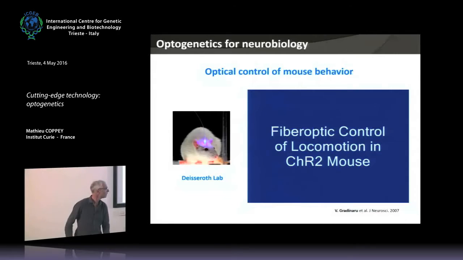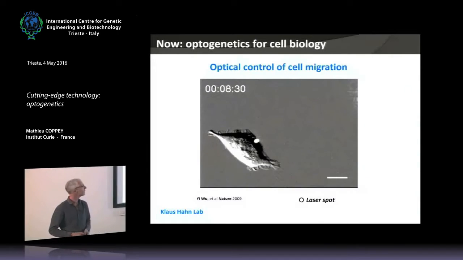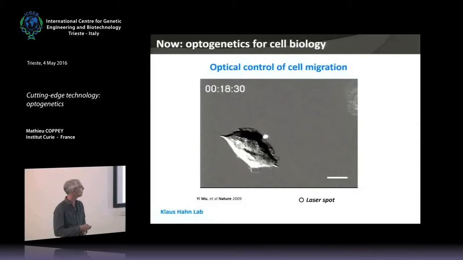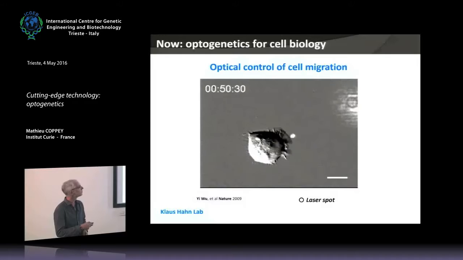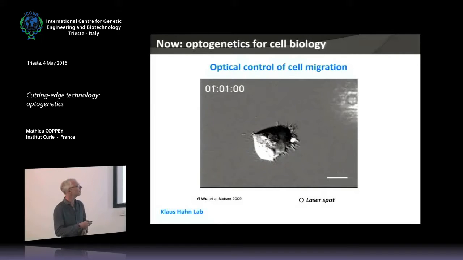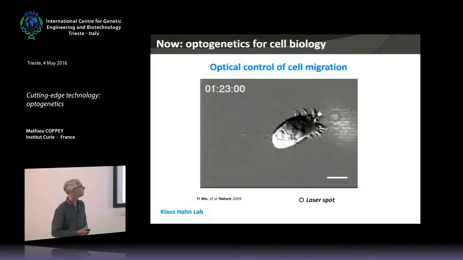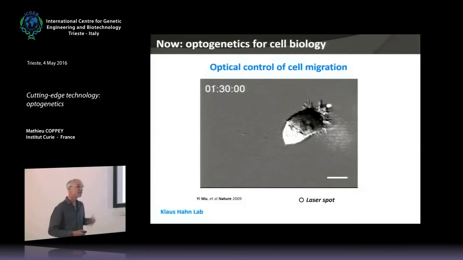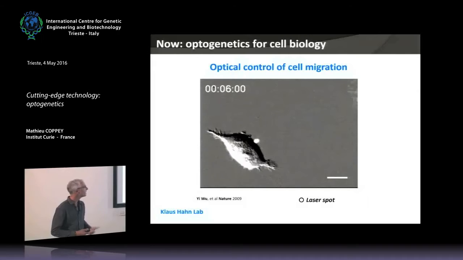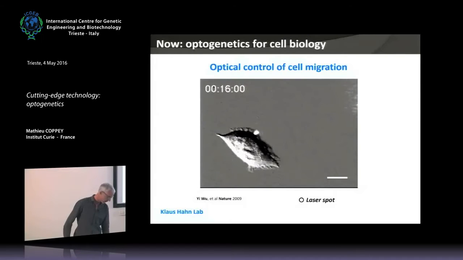But now we can do the same with cells, actually single cells. This is one of the first papers that did that, in Klaus Hahn's lab. Here they use a little laser spot that you see here. You shine it at the front of the cell, and then you basically remote control the migration of the cell. So it's a bit like the mouse, but at the cellular level.